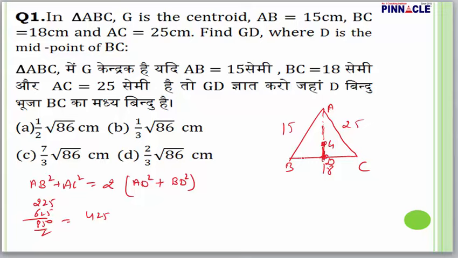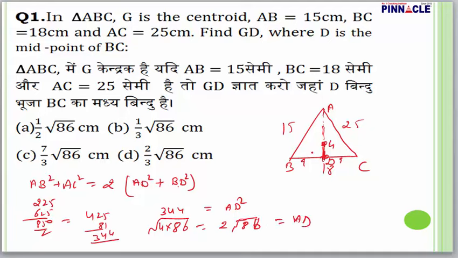BD here, if this is the midpoint, then this would be 9 and 9. So 9 into 9 would be equal to 81. So you can say 344 is equal to AD square. You can write 344 in terms of factors: this is equal to 4 into 86. Root of this would be 2 root 86, which is the value of AD. 1/3 of AD is equal to GD, so it is 2/3 root 86. D would be the answer.